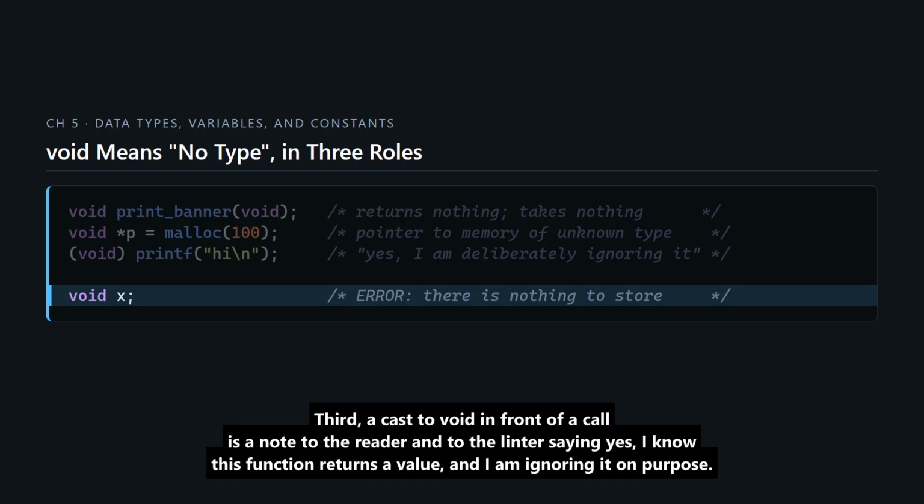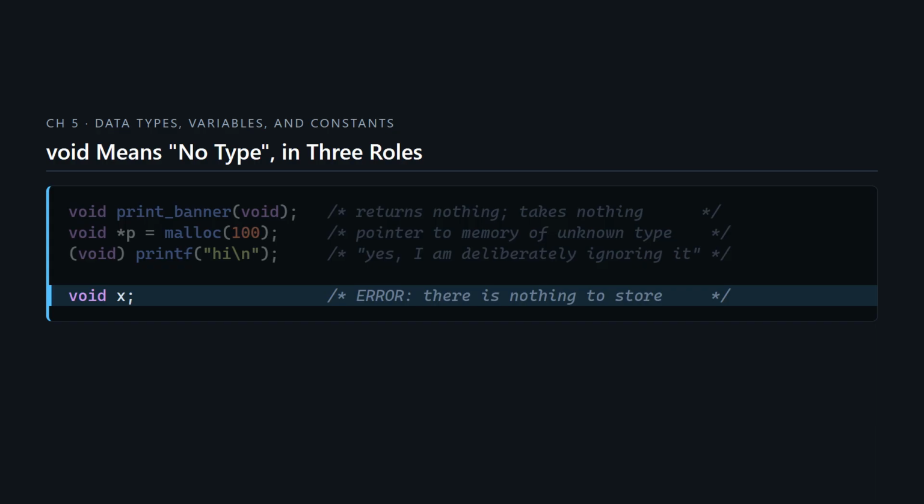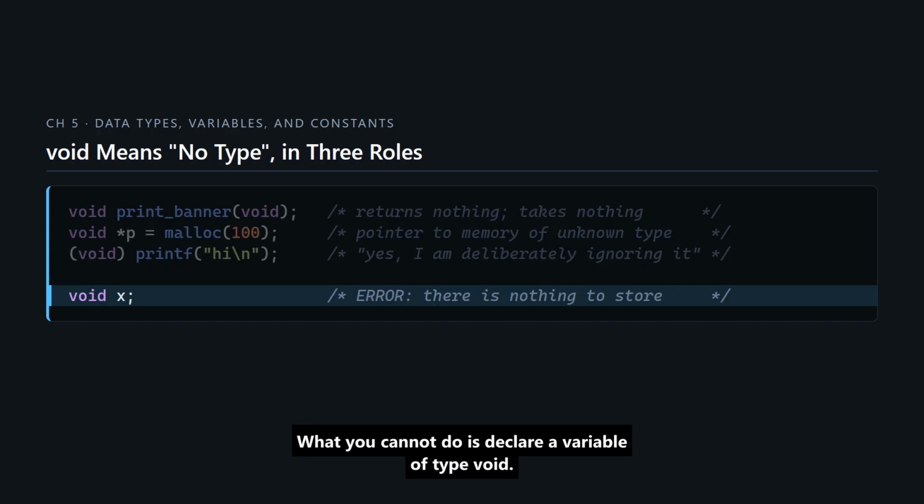Third, a cast to void in front of a call is a note to the reader and to the linter saying, yes, I know this function returns a value, and I'm ignoring it on purpose. You will see it on printf in code that is compiled with warnings turned up hard. What you cannot do is declare a variable of type void. There is no such object. There is nothing to store, and the compiler will tell you so.